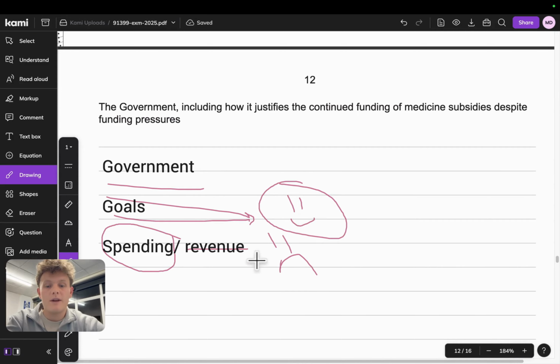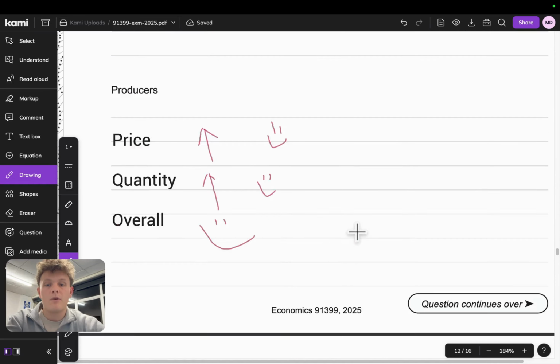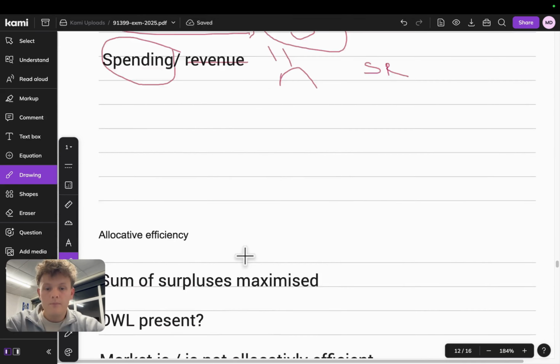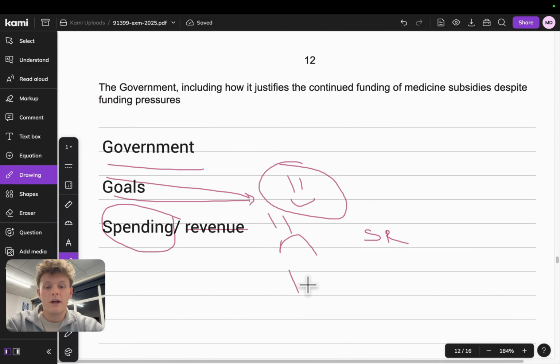And then there is some short-term spending, so short run, negative. But if we remember the question up here, it says there's better outcomes in the long term, so there's less cost pressure in the long term. So in the long run, they're actually better off as well. So overall, much better off.